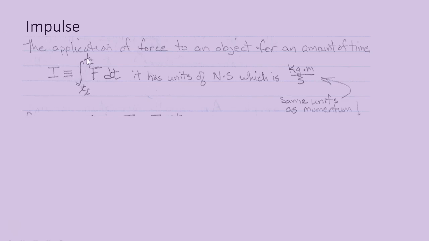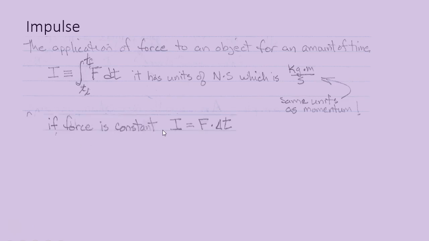We're going to move away from momentum for a few minutes and talk about impulse. Impulse is the application of a force to an object for an amount of time. Its mathematical definition is I, the symbol for impulse, is equal to the integral of F dt evaluated from the initial time to the final time. It has units of newton-seconds, which is the same as kilogram meters per second. Note, these are the same units as momentum, and this will be very important later on.